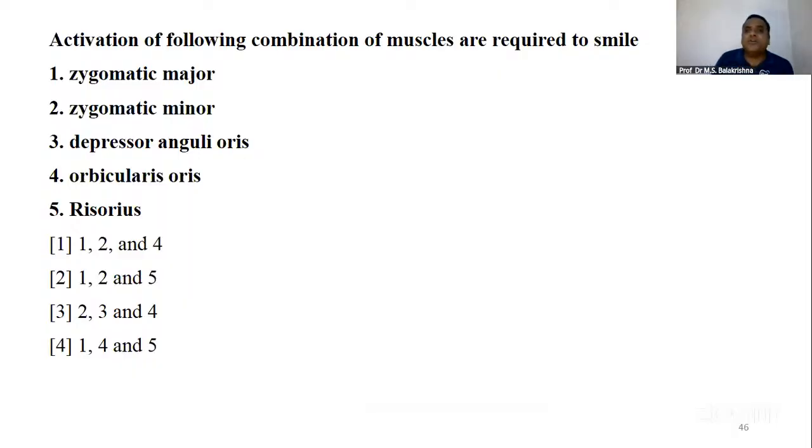Activation of the following combination of muscles is required to smile. Okay, so smile is the zygomaticus major muscle. From the options, the third option, zygomaticus major is not there at all, so that is the wrong answer. First of all, take it out. Then zygomaticus major, zygomaticus minor, and then risorius, orbicularis oris.